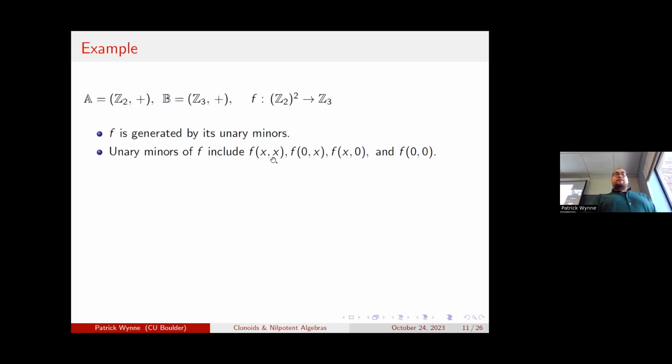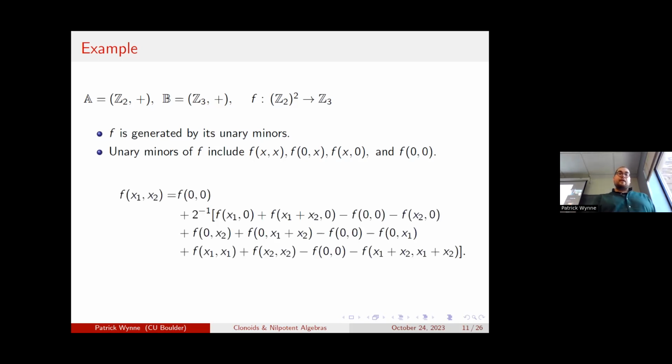For example, we have this function f(x, x), just replacing each variable with the same variable x. This is a unary minor of f. Now we have a function of just one variable, and it's generated by our binary function f. And similarly, f(0, x), f(x, 0), and f(0, 0) are all unary minors of our function f. And so from these unary minors, we can reconstruct our original function f. f(x1, x2) is just given by f(0, 0) plus all this mess here. And for this simple case of A equals Z_2, it's straightforward to verify that this equation holds. And I wrote here 2 inverse, so this is in the integers mod 3. Of course, the inverse of 2 is again 2.